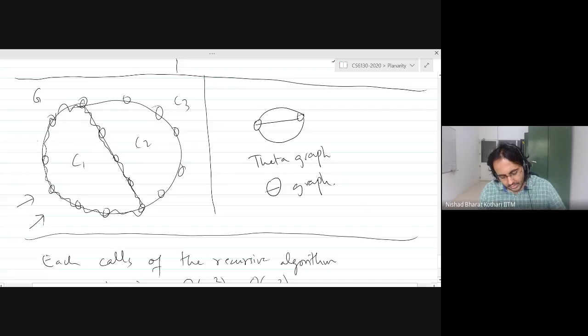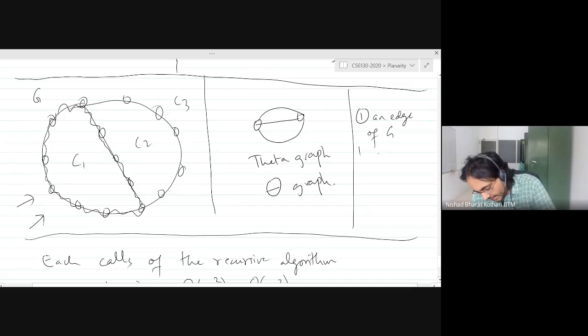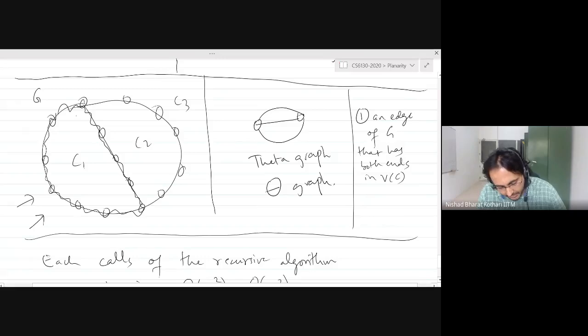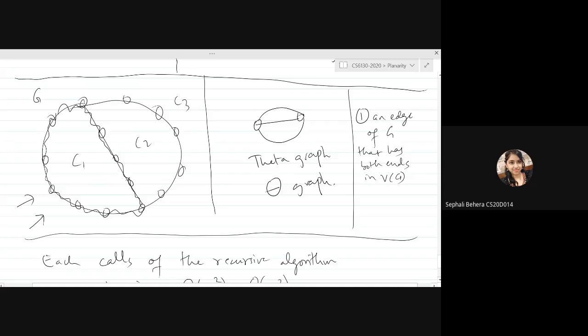Are you sure? So let's see. Type 1. The first type of bridge is an edge of G that has both ends in the vertices of C. Is there any edge like this in the graph? Do you see any edge here which has both ends on this cycle? This would be an edge like that, right? But we don't have any edge like that. Do you see any edge like that? No, there is none.